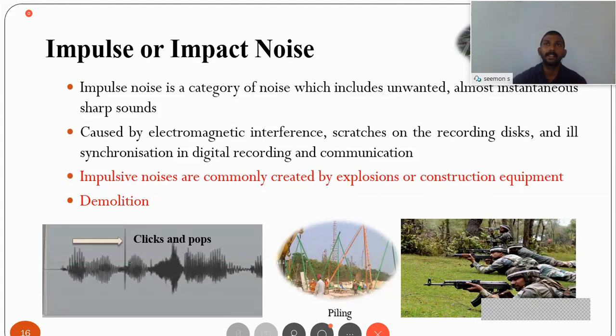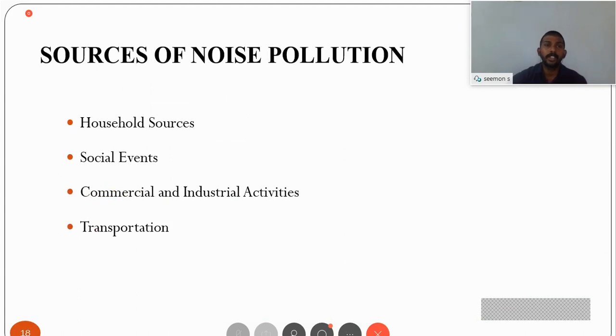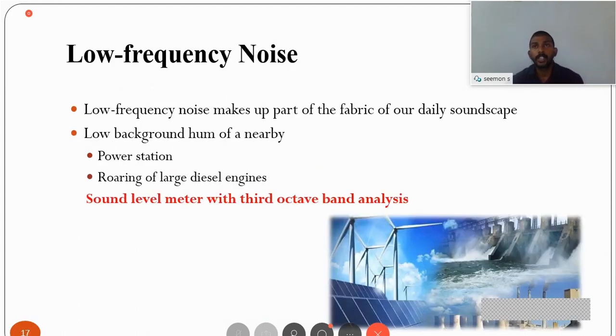Another one is pile driving and gun shooting. These are examples of impulse or impact noise. Next, low frequency noise. Low frequency noise comes when a thermal plant or power generating plant is nearby, or roaring large diesel engines are working.